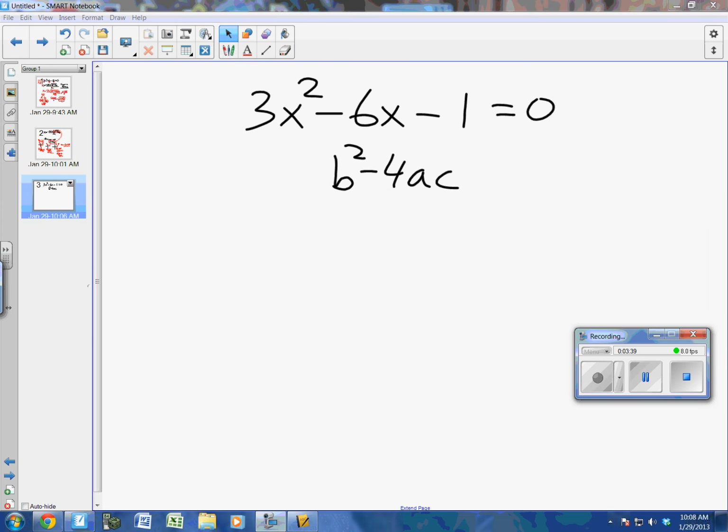Okay, here's our first example. We got to see if this one's going to have two real solutions, one real solution, or if it's going to have two imaginary solutions. So we want to know if it's going to be positive, 0, or negative. How many of you think it's positive? How many of you think it's 0? How many of you think it's negative? How many of you don't know? Okay, I'm going to give you 30 more seconds. You guys got to figure out what b squared minus 4ac is. If it's positive, 0, or negative.